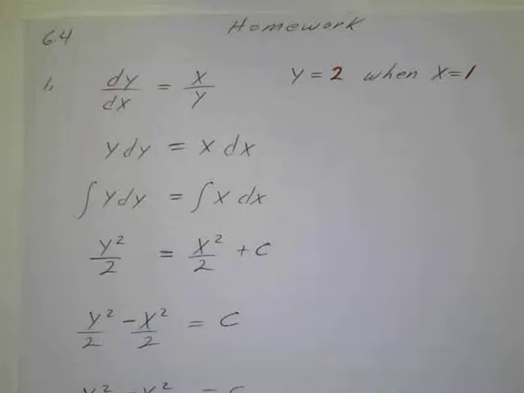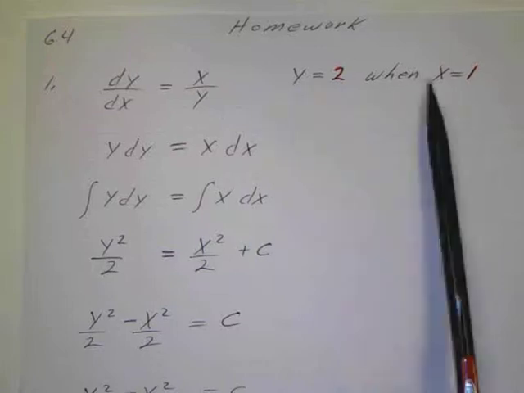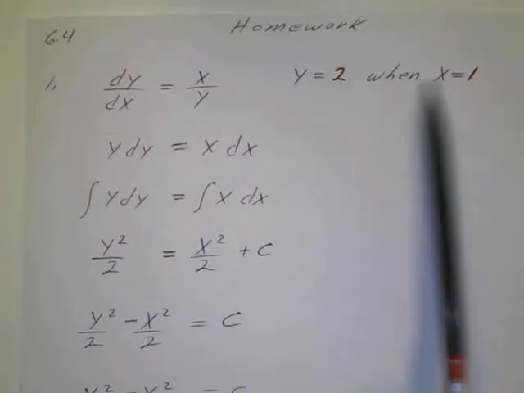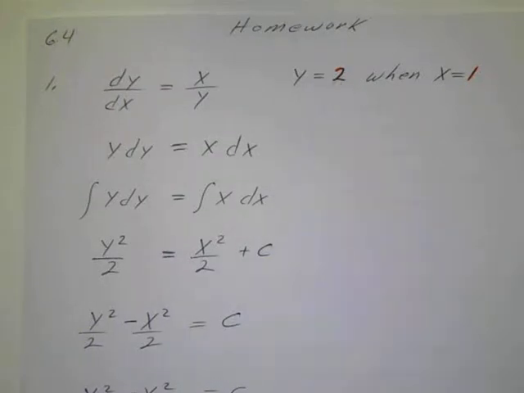Okay, these are some problems from section 6.4. And exercises 1 through 10 use separation of variables to solve the initial value problem. Indicate the domain over which the solution is valid. So again, we have this differential equation, dy dx equals x over y, and y equals 2 when x equals 1. So those are my conditions, so I can solve this. I have a point on the curve, (1, 2).